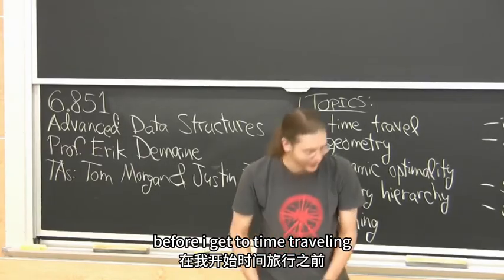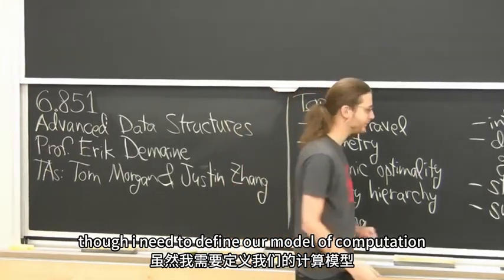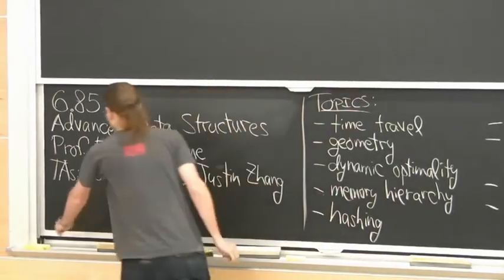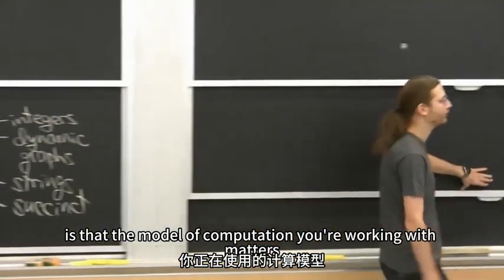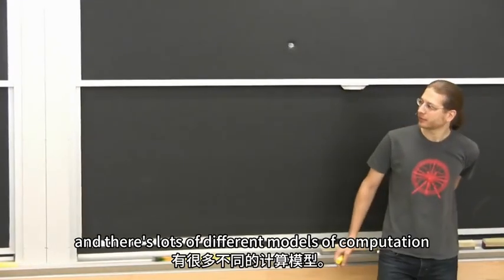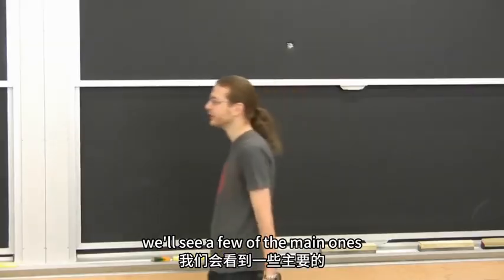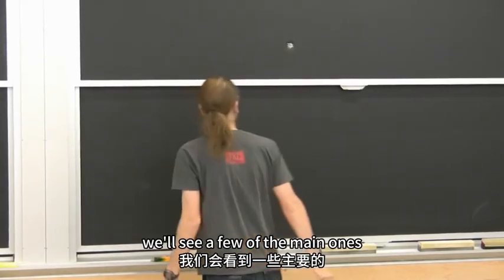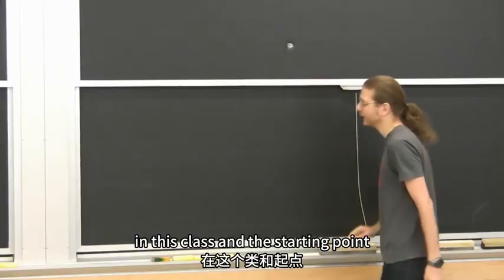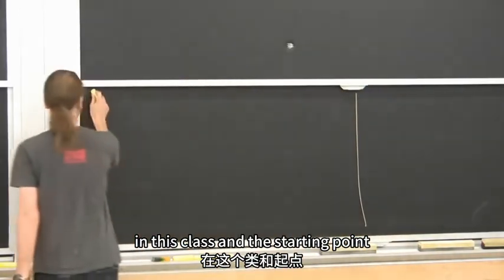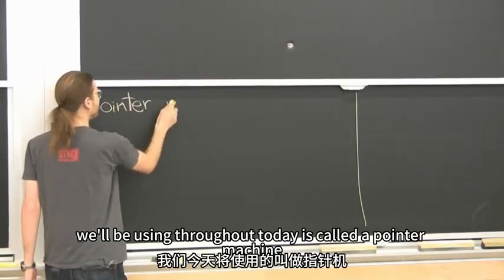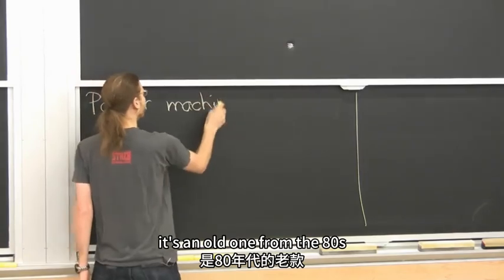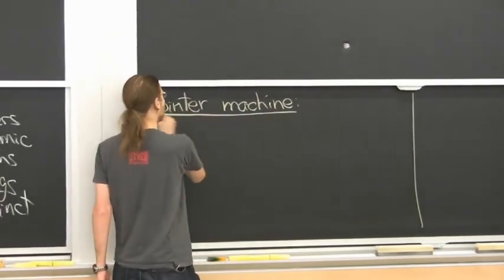Before I get to time traveling, though, I need to define our model of computation. A theme in this class is that the model of computation you're working with matters. Models matter. And there's lots of different models of computation. We'll see a few of the main ones in this class. And the starting point, and the one we'll be using throughout today, is called a pointer machine. It's an old one from the 80s.